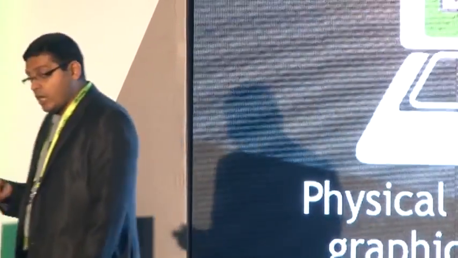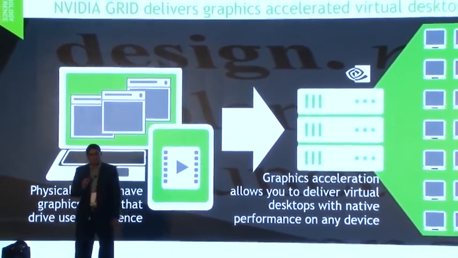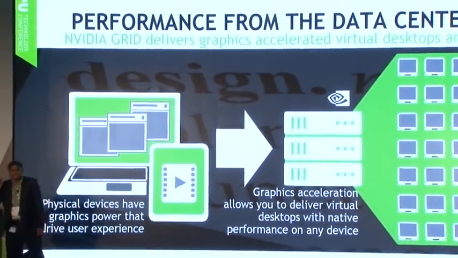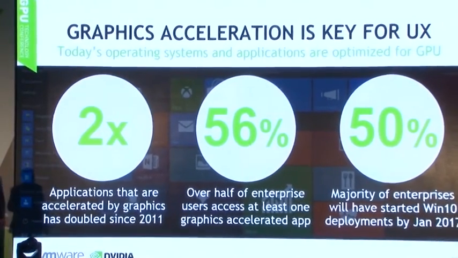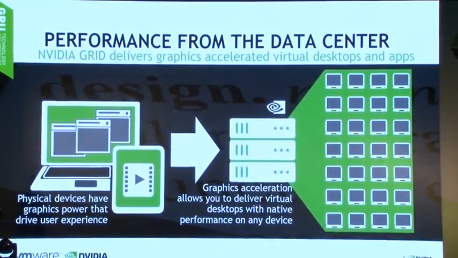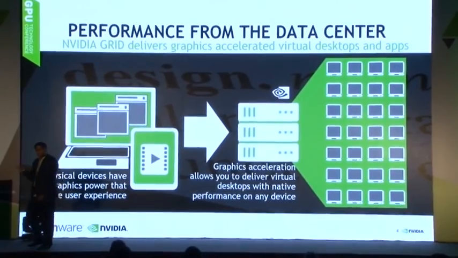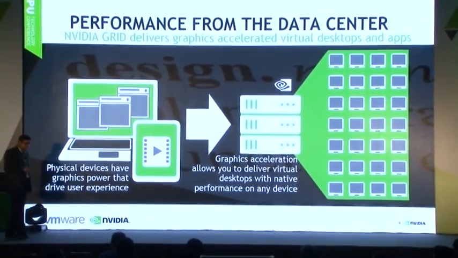Right. So as we see here, what we are doing on a physical desktop with the compute power that you have, your graphics card, if you want to do a graphic intensive operation on your physical desktop, can be achieved on your virtual desktop as well. So all the graphics acceleration is moved to the data center. You no longer require it on a physical machine or a physical desktop.